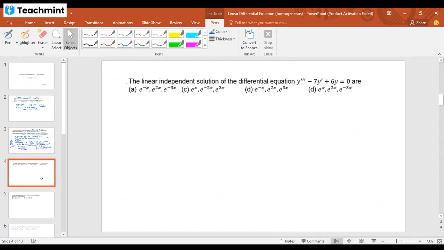Now let us move to the next question. Here the question is: the linear independent solution of the differential equation y triple dash minus 7y dash plus 6y equal to 0. Basically, it is a third order differential equation. When we try to find out the solution of this equation, in this case, we can use the operator method.